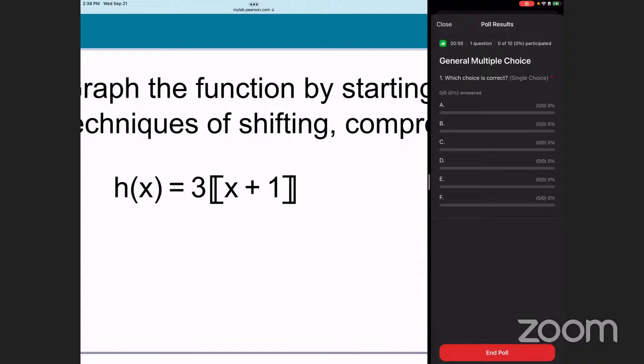Anybody got a favorite number between 1 and 1,000? Five. Okay, that was funny.